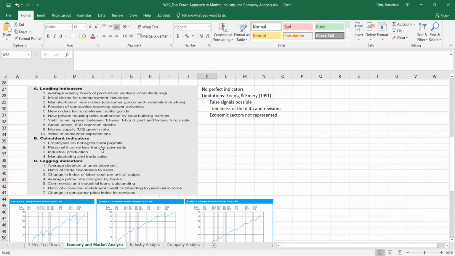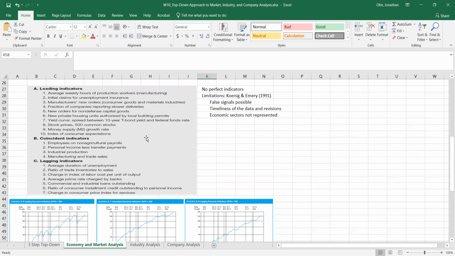And Ellison, can you read these coincident indicators? 1, employees on non-agricultural payrolls. 2, personal income less transfer payments. 3, industrial production. And 4, manufacturing and trade sales.